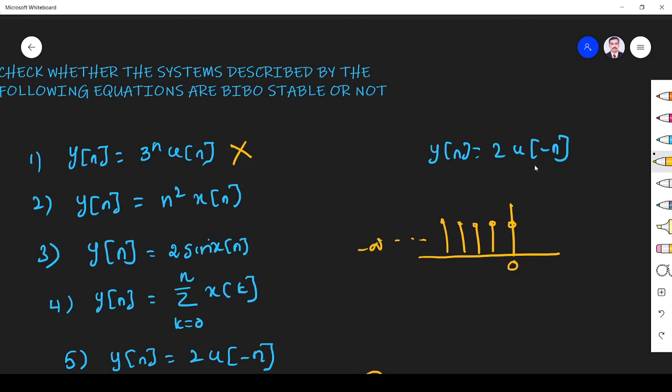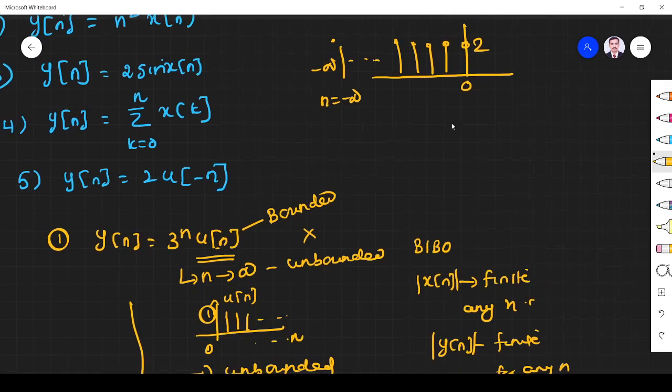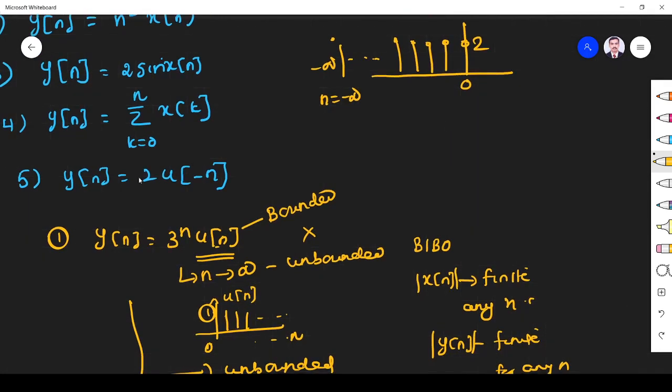You see, the maximum magnitude of u of n is plus 1, multiplied by 2, so it will be 2. So whatever it is, the magnitude even at n equal to minus infinity is 2 only. So the bounded input produces a bounded output. The output is always bounded because 2u of minus n is bounded. So it is a BIBO stable system.